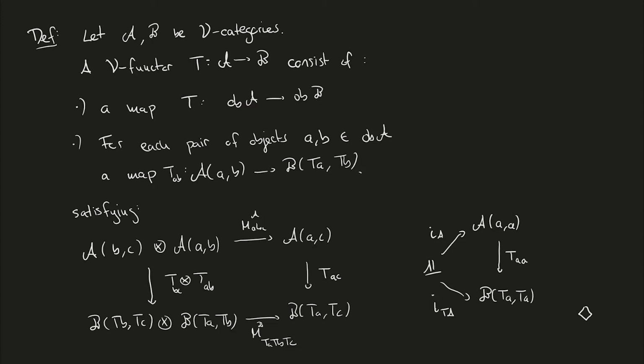After this brief refresher of the definition, let's consider examples. Our 0th example is, as always, the case where our enriching category is set, and we saw that set functors are just normal functors.